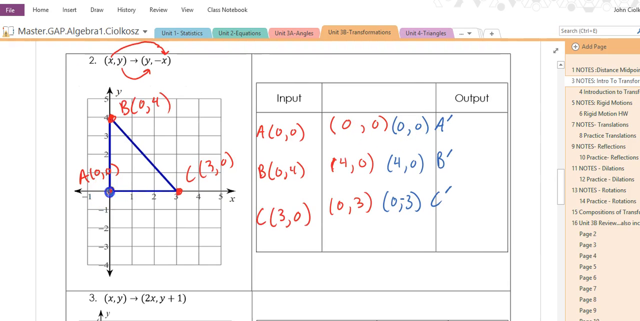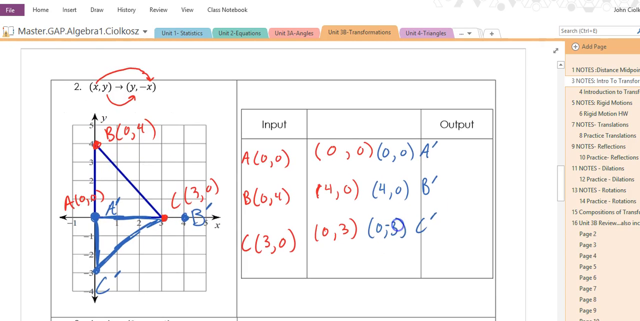So A prime, same spot, didn't move. B prime, looks like it's moving. Oh, it's actually going to go over here, so it's like spinning. And C prime. So here is my new triangle. Now, since we noticed that it's rotating, this is what's known as a rotation. Or you could think of it as spinning around.